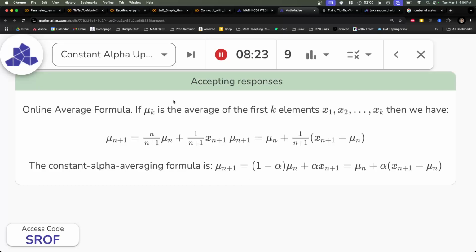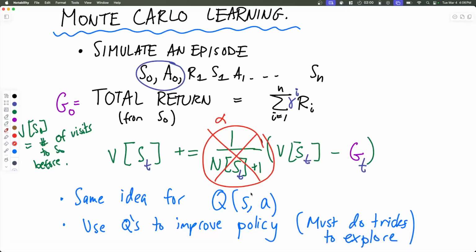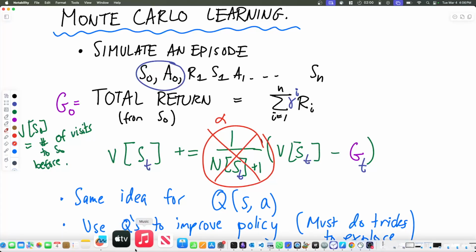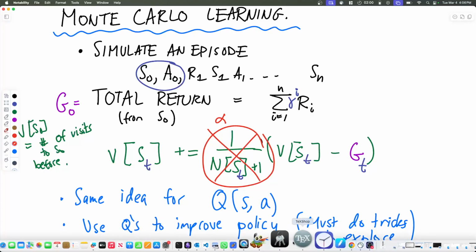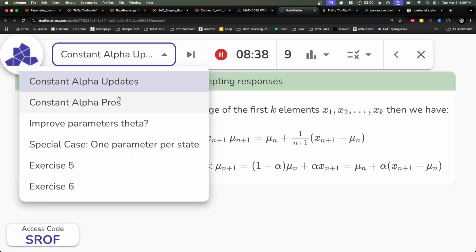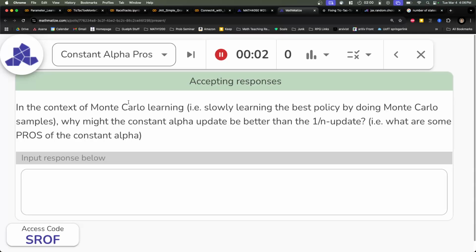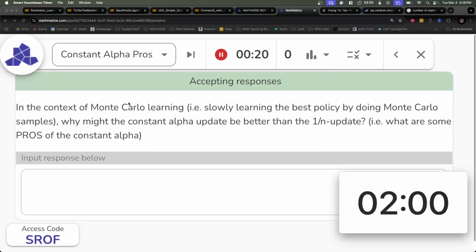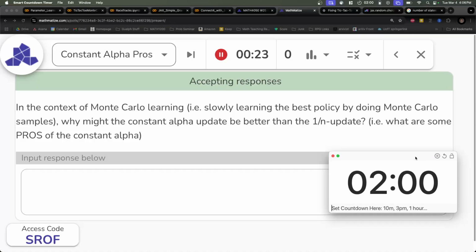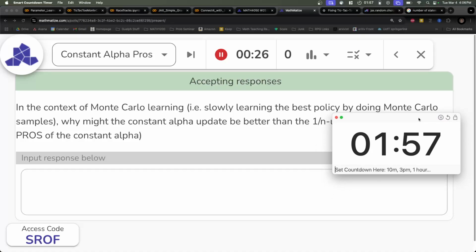The first question I want you to think about, in the context of everything we've been doing, specifically what we were doing last class and before, is why on earth would we do this alpha thing? I want you to brainstorm some ideas. What's the deal with this constant alpha? In the context of Monte Carlo learning, i.e. slowly learning the best policy by doing Monte Carlo samples, why might the constant alpha update be better than the 1 over n update? What are some pros? I'll let you think for a few minutes and then I'll tell you some of the possible answers. Feel free to chat with your neighbors and tell me your best ideas.